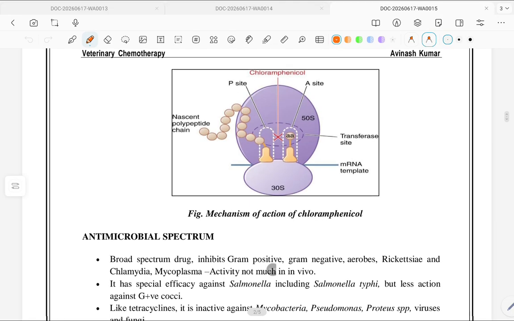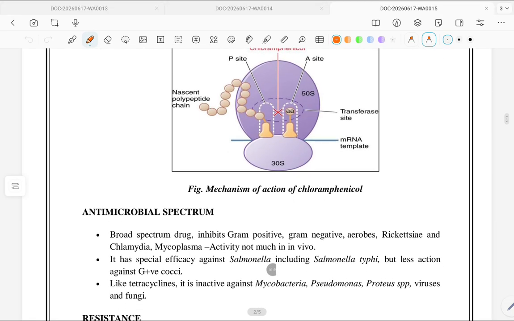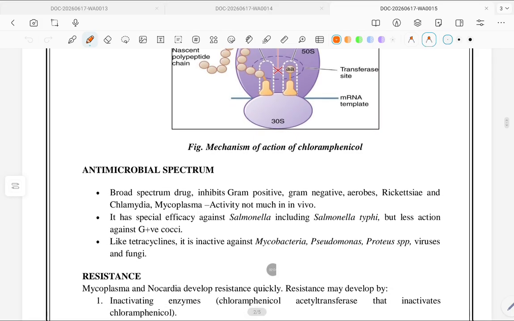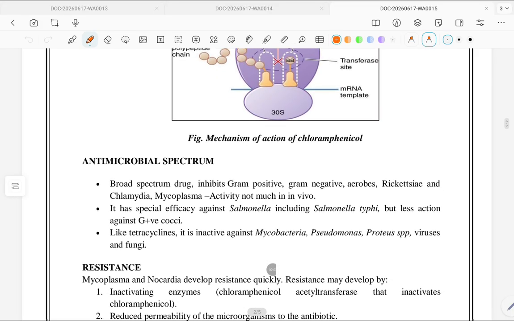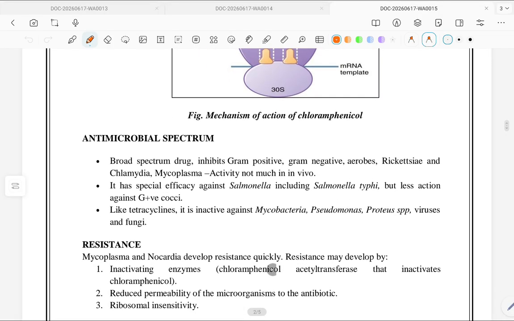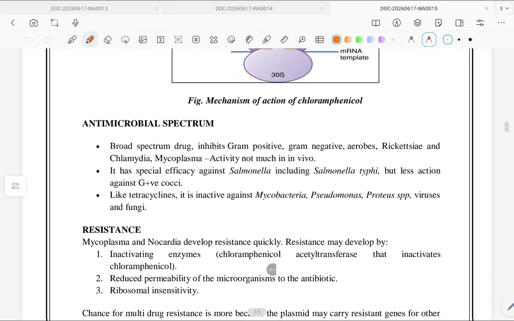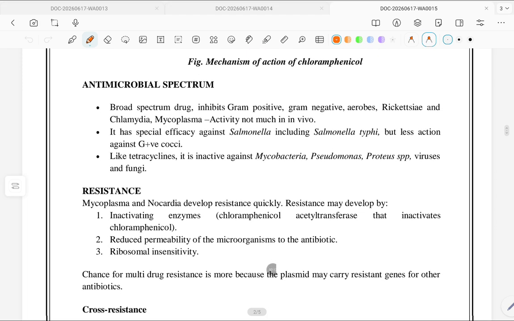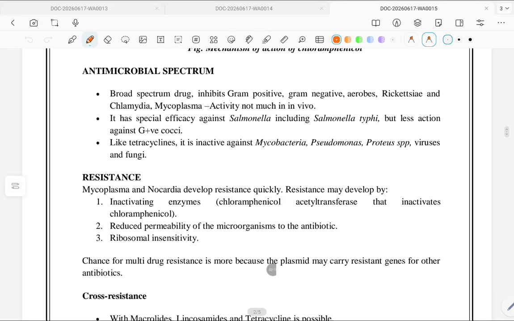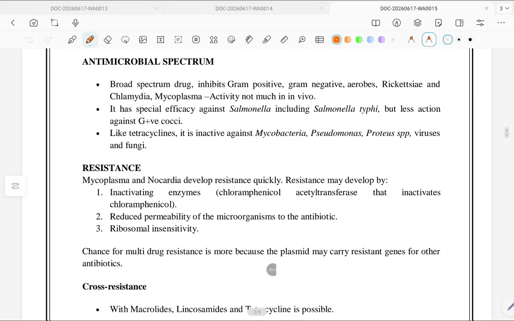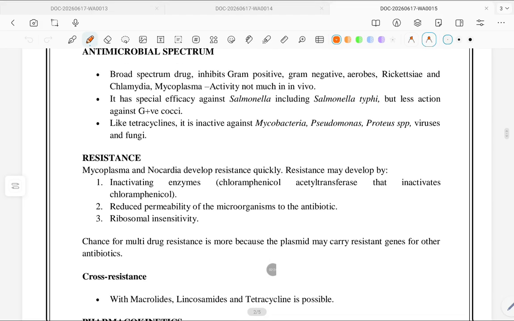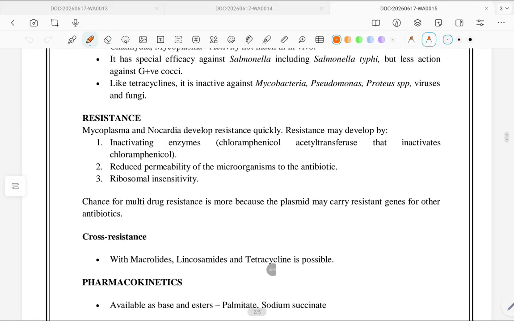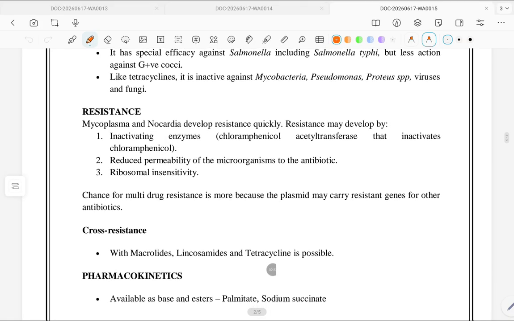Antimicrobial spectrum. It is a broad-spectrum drug that inhibits gram-positive and gram-negative aerobes, Rickettsia, Chlamydia and Mycoplasma, though activity is not much in vivo. It has especially good efficacy against Salmonella, including Salmonella typhi, but less action against gram-positive cocci. Like tetracycline, it is inactive against Mycobacteria, Pseudomonas, Proteus species, viruses and fungi. Resistance: Mycoplasma and Nocardia develop resistance quickly.